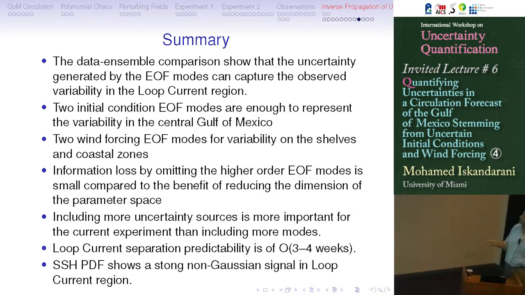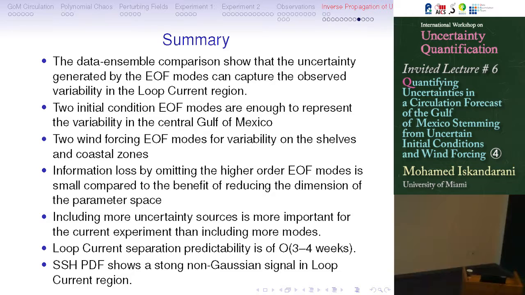Putting in the wind variability was very important if you're forecasting the shelf circulation. Without it, you would be missing the variability. If you didn't care about the shelf circulation, you're okay with throwing away the wind perturbations. It is more important in general. This is what I learned from this: to put in different types of uncertainty sources rather than adding more modes, if you want to grow the dimension of your input space. This seems to be the message here.